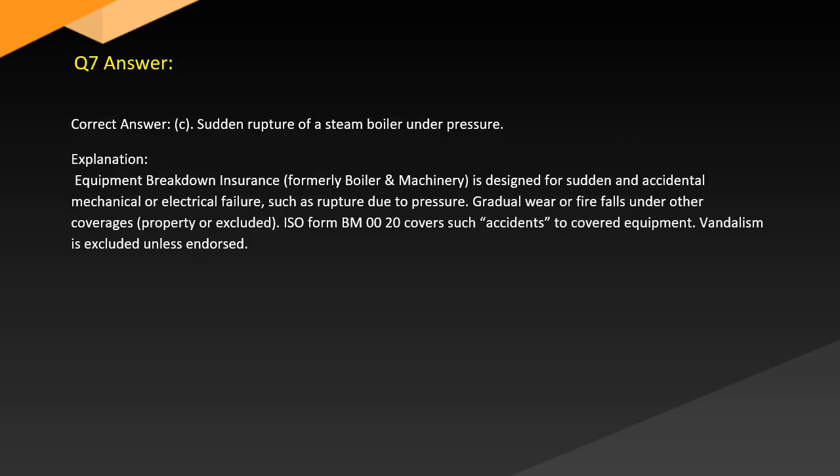Answer. Correct answer: C. Sudden rupture of a steam boiler under pressure. Explanation. Equipment breakdown insurance, formerly boiler and machinery, is designed for sudden and accidental mechanical or electrical failure, such as rupture due to pressure. Gradual wear or fire falls under other coverages, property, or excluded. ISO Form BN 020 covers such accidents to covered equipment. Vandalism is excluded unless endorsed.